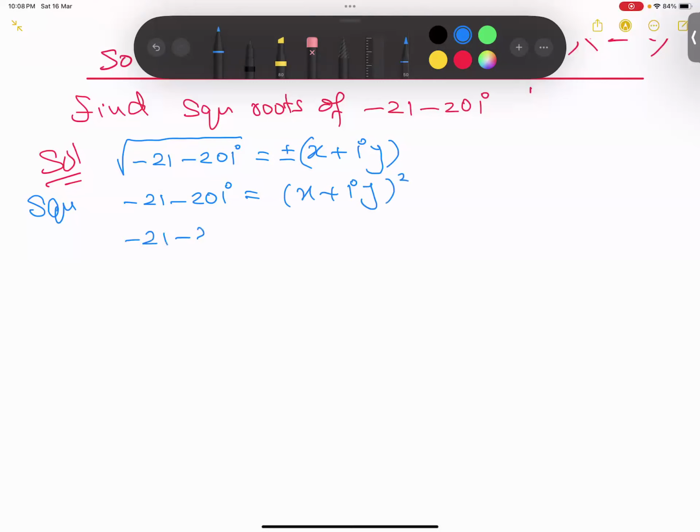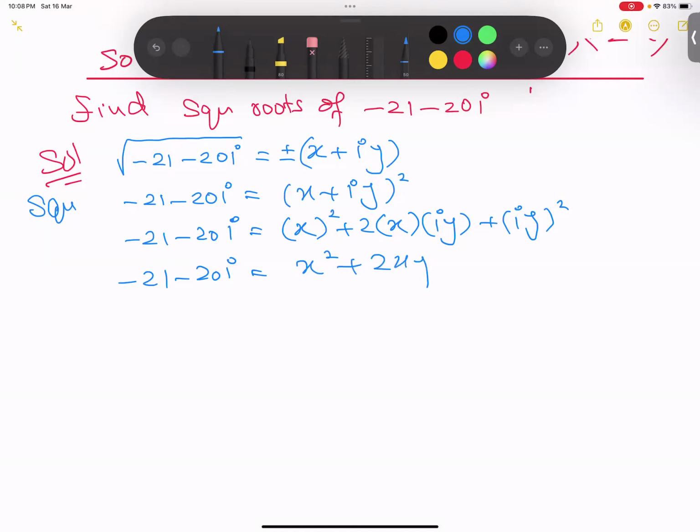Now, students, I will use the squaring identity: first term square plus 2 into first term into second term, plus second term square. Here x, here iota y, here iota y. So we get x square plus 2xy iota, and here the square of iota and square of y, so negative 1 into y square. Ultimately I get negative y square. So I think it's clear.